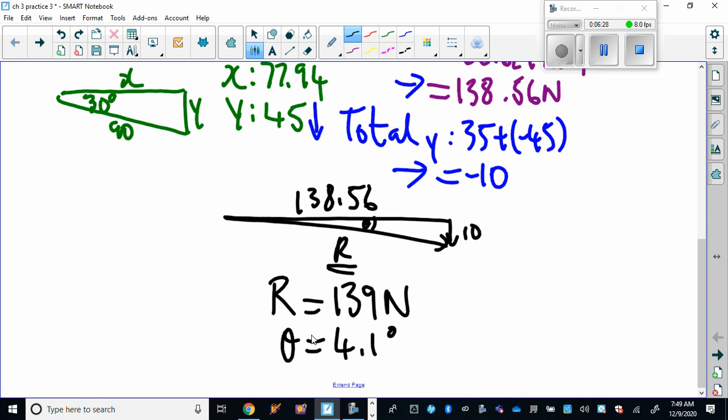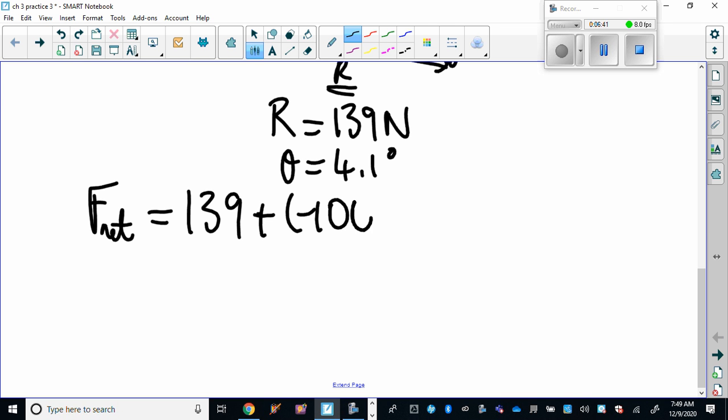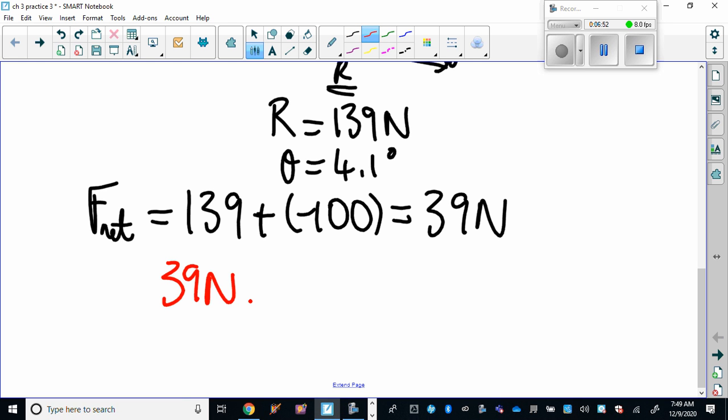Since they're going along the same line, it's a one-dimensional vector problem, and all we have to do to find the net force on the object is to take the force of A and B and add the force of friction. Of course, the force of friction is going in the negative direction, so the answer becomes 39 newtons. And then our final answer to the question: 39 newtons, comma, 4.1 degrees.